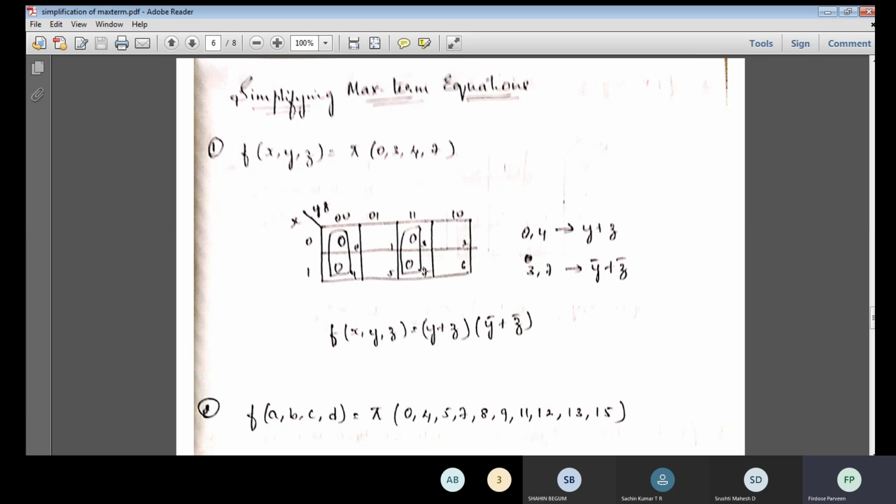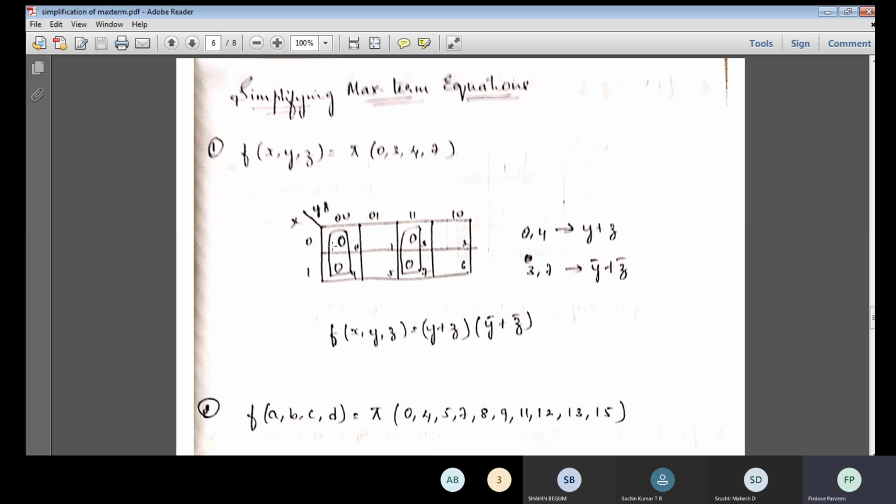Now I'll be grouping it. Adjacent cell grouping is everything the same, but the procedure of writing the equation is different. When I group 0 and 4, as they are adjacent, 0, 0 indicates it is y plus z. There it was product, here it is sum. 0 means without bar here, whereas 0 means with bar in min term. So it is y plus z, y plus z bar, y bar plus z bar, y bar plus z.